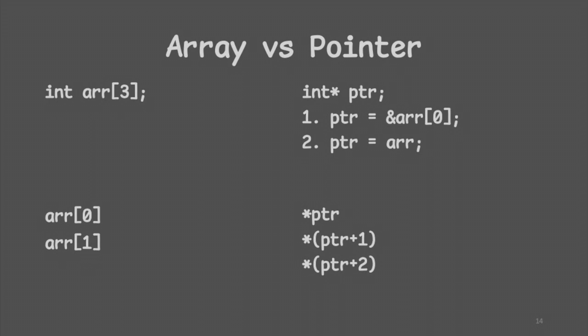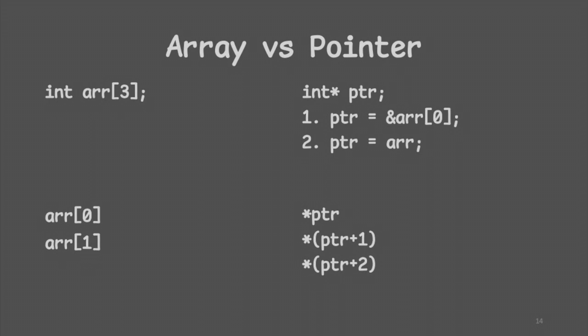Note that the ptr is now pointing to the address of the first element of ARR, which has index 0. So dereferencing the pointer is equivalent to the left-hand side ARR square bracket 0. What if you want to access the second element of the array? The second element of an array has an index of 1.